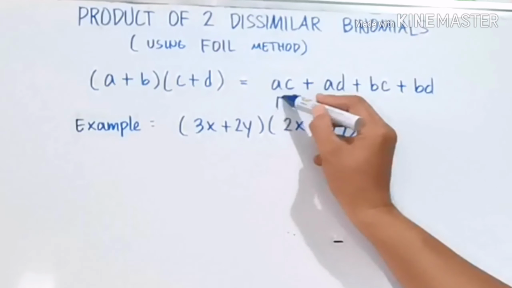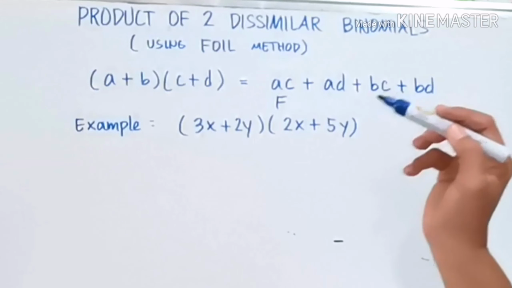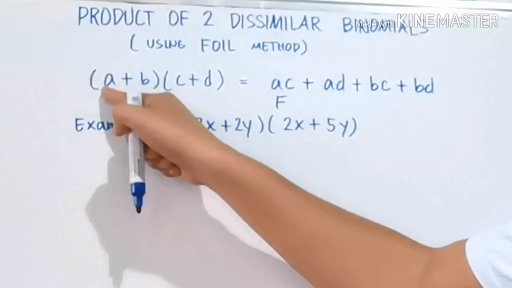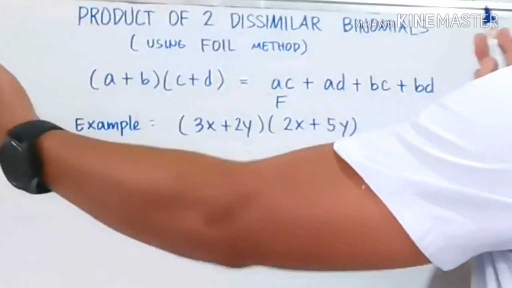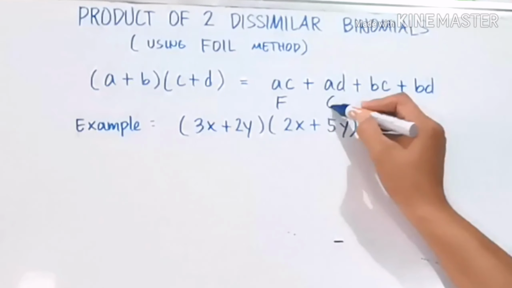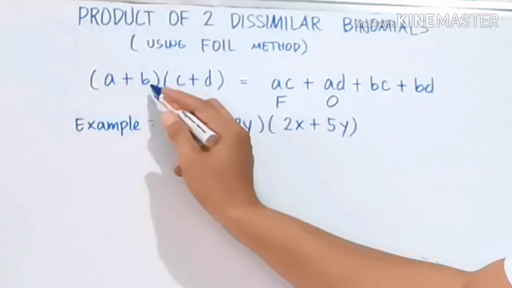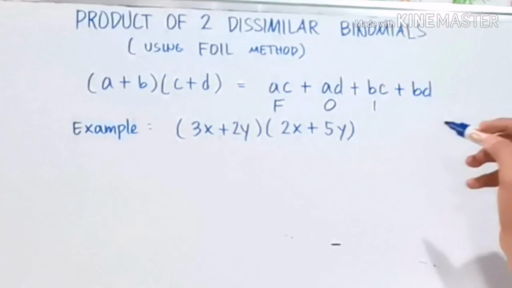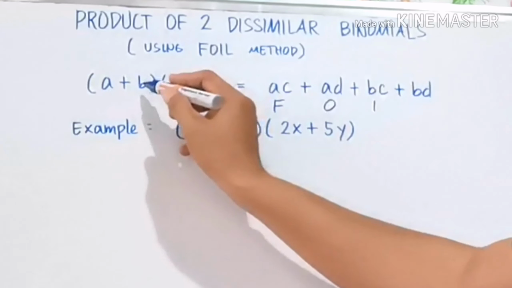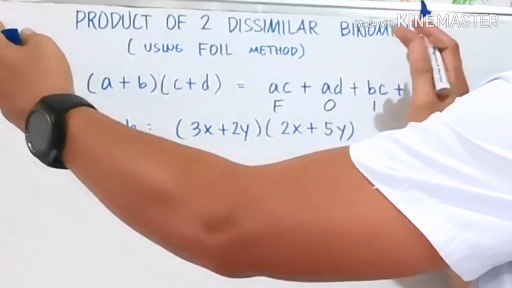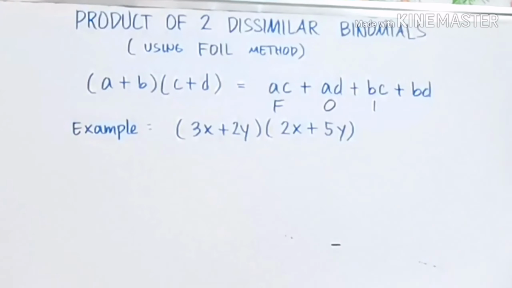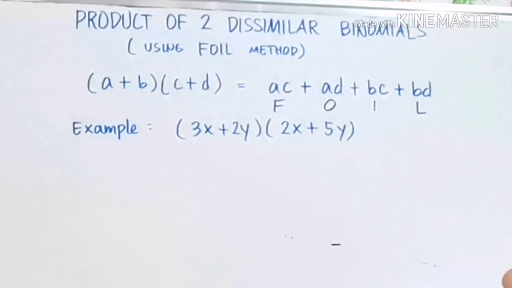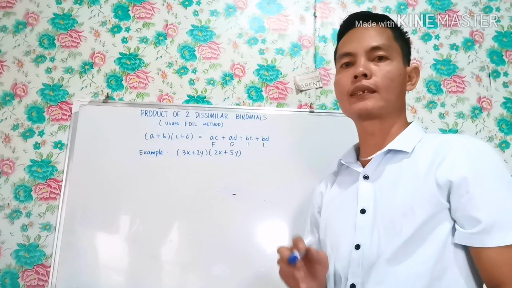This stands for the first term. AD is referring to the outer terms, A and D. So this is the outer term. BC is referring to the inner term. And BD is referring to the last term. Okay, so let's take an example.